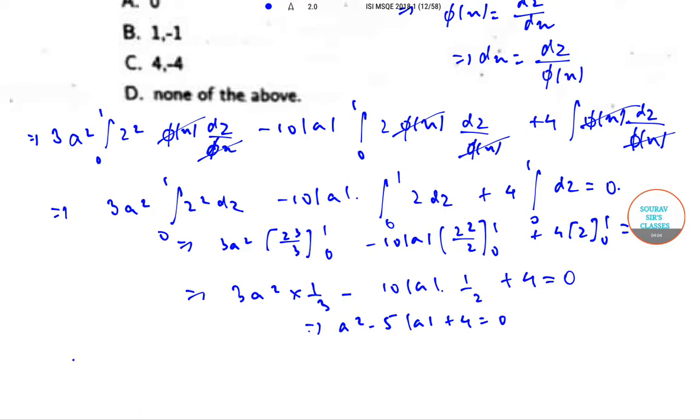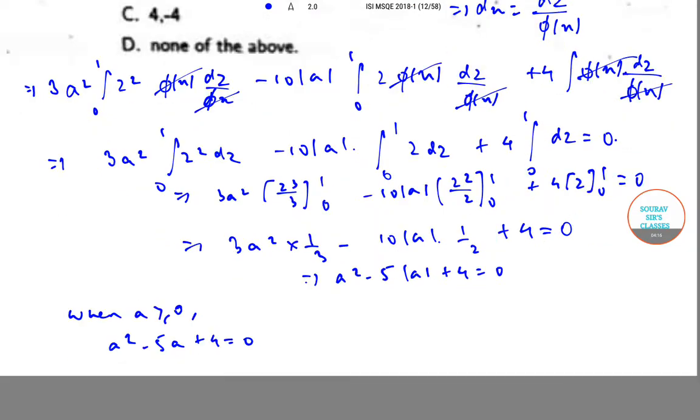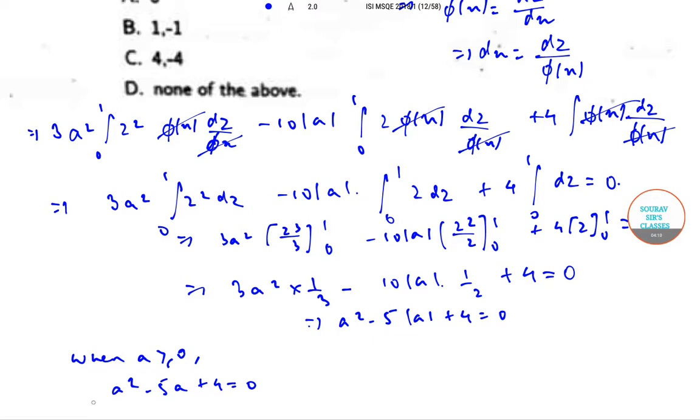Now, when a is greater than or equal to 0, a² minus 5a plus 4 is equal to 0. Now on solving this, we get a equal to 1 and 4. And when a is less than 0, this equation becomes a² plus 5a plus 4 is equal to 0. On solving this, we get a is equal to minus 1 and minus 4.